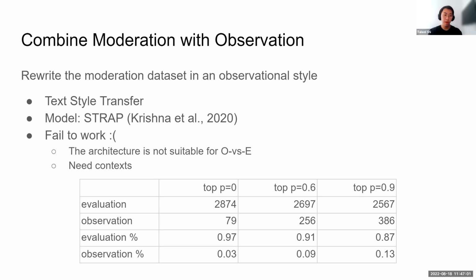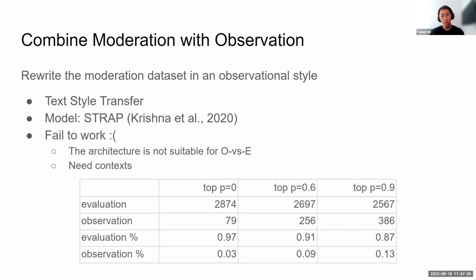The reason is that the architecture itself is not really suitable for observation versus evaluation. The largest problem is that transferring something from evaluation to observation usually requires more reference to the facts, so it needs more context. So what else can we do here? We can perhaps try context-aware style transfer, or we can also try reinforcement learning.